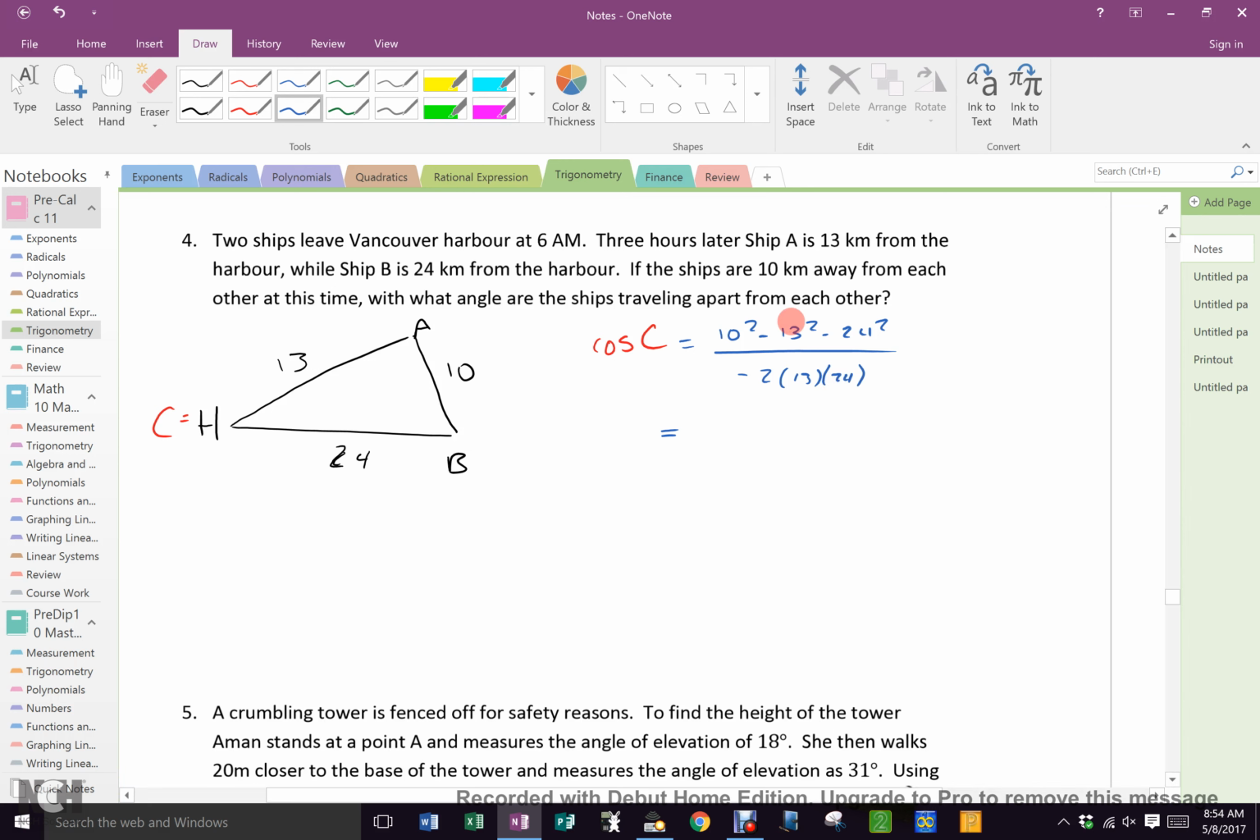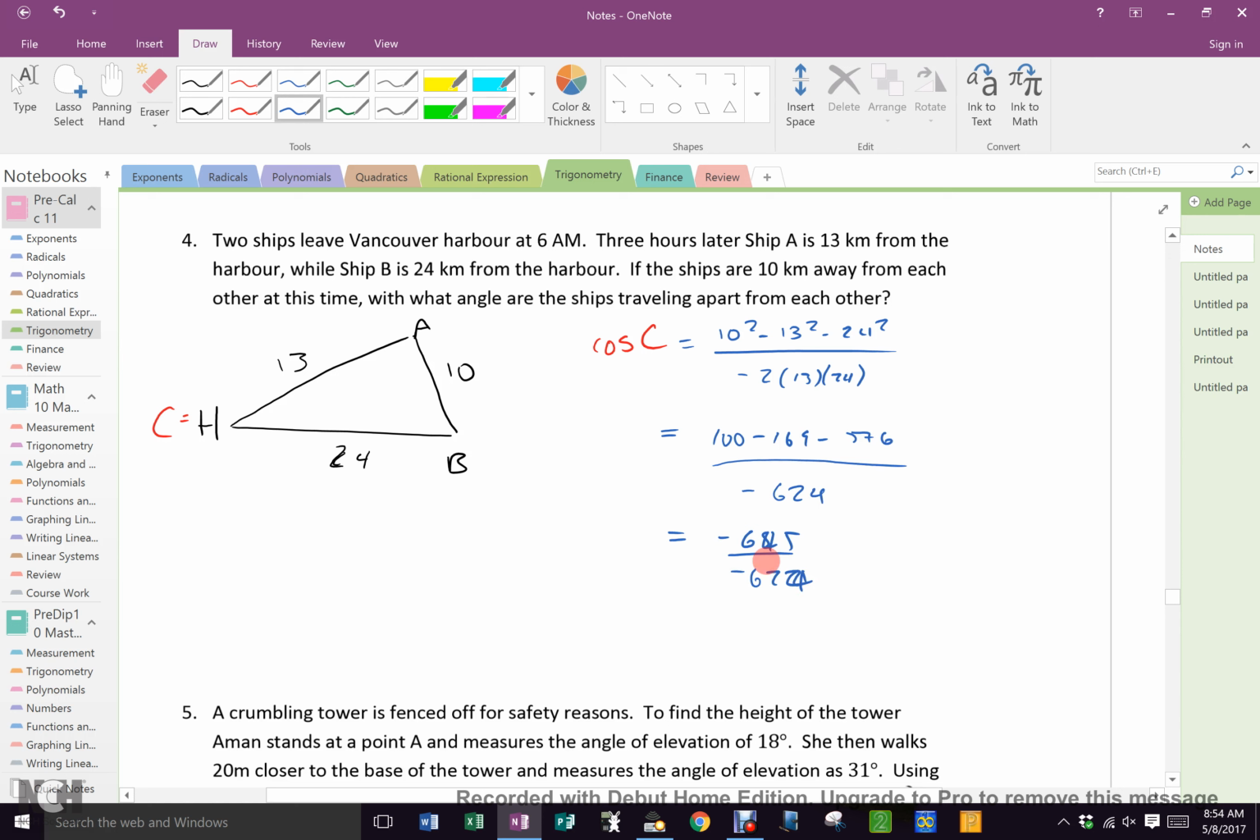When you do this math, you end up with 100 minus 169 minus 576, right? 576 over 2 times 13 is negative 26. 26 times 24 is 624. So that is negative 645 over negative 624.